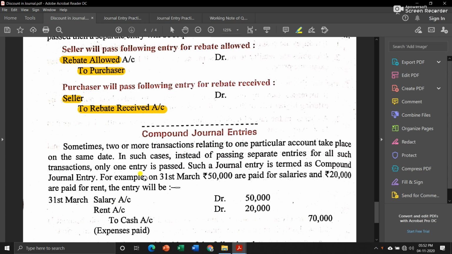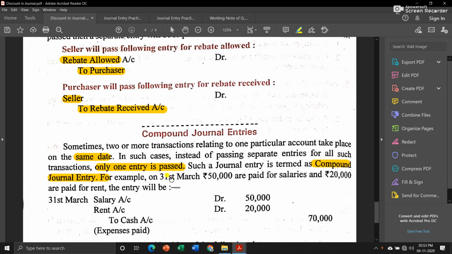Now the next topic is compound journal entries, because all these things, this discount and compound journal entries, we will see in question number 5. So first you try to understand what compound journal entries are. Sometimes two or more transactions relating to one particular account take place, meaning there will be 3 or 4 transactions, but a common account will be there, and those transactions will be related to that particular account on the same date. In such cases, instead of passing separate entries for all such transactions, only one entry is passed, and that entry is known as a compound journal entry.